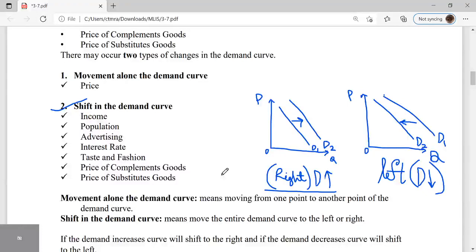Okay, so inferior goods are usually low quality goods. What happens is when income increases, we shift to better quality goods. Instead of buying low quality goods, we shift to high quality goods. So demand for these high quality goods will increase, as these are normal goods, and the demand for low quality goods will usually fall.